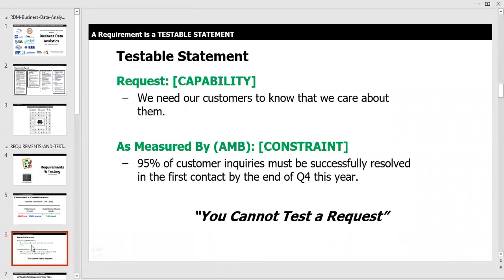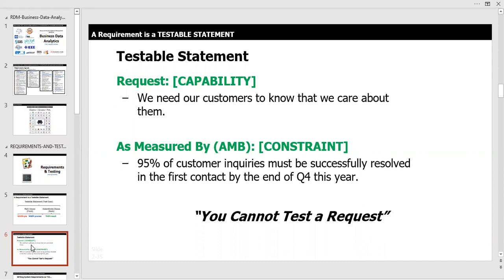So it's not uncommon. As a matter of fact, it's very common to talk to a stakeholder and get their requirement, which again is correct, as something like, hey, we need our customers to know that we care about them. That's our requirement. And in their mind, that's absolutely correct. But for us as analysts, that's not enough information to go build something on.